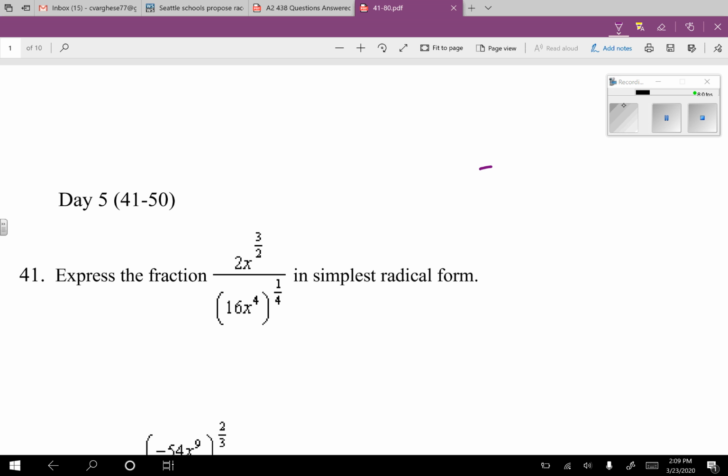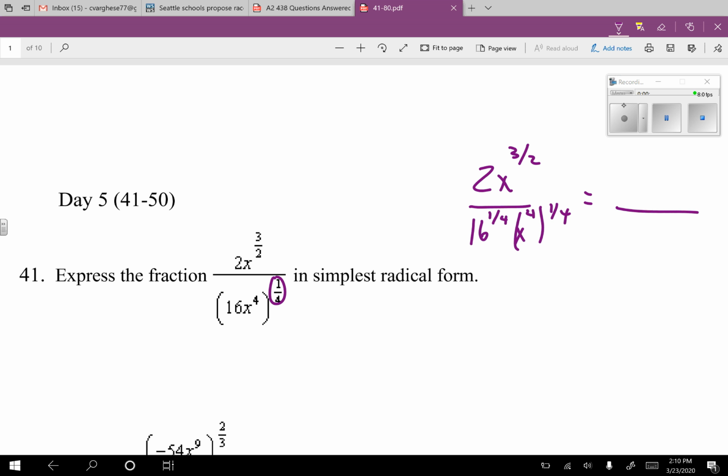So it's 2x to the 3 halves on top divided by, so this is 16 to the 1/4, right? It's kind of like low-key distributed property here. So 16 gets a power of 1/4, and so does x to the 4th. So x to the 4th also gets a power of 1/4. This will also help you for question number 42, which I did another video on. But let's just talk about the bottom.